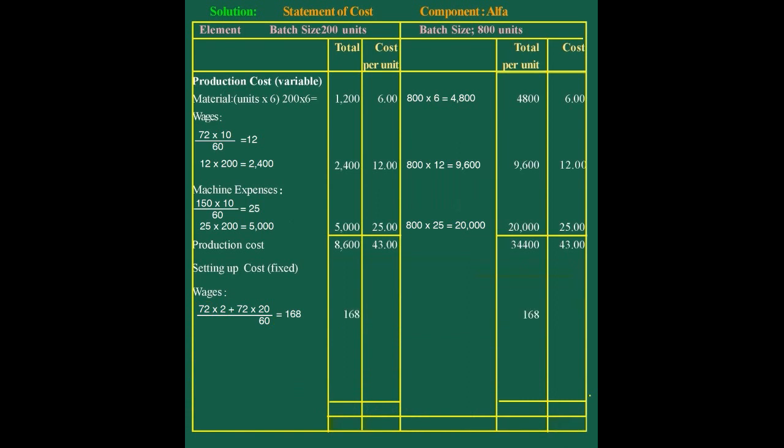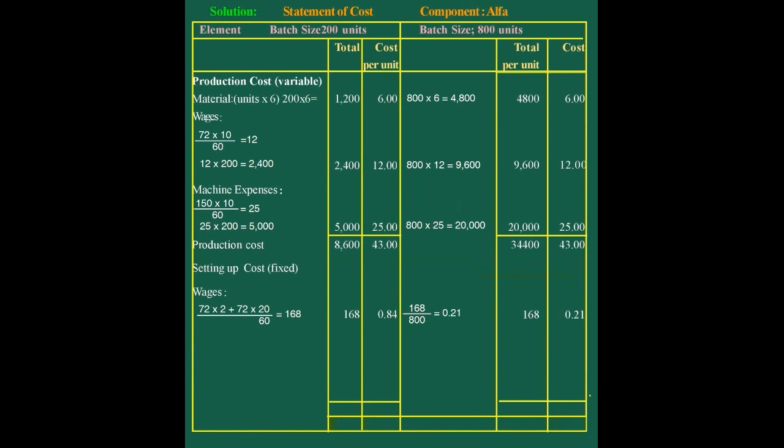So that remains same for different batches. Total setting up time is for 200 units also same. For 800 units also same. Setting up time is same. Whatever may be the number of units you produce, setting up time is same. So 168 rupees is total. Per unit cost is for 200 units 0.84, because 168 divided by 200, that comes to 0.84. Whereas for 800 units, 168 divided by 800, that comes to 0.21.